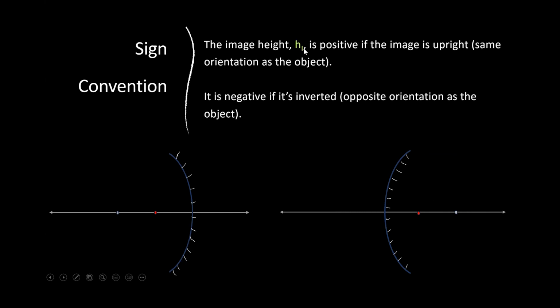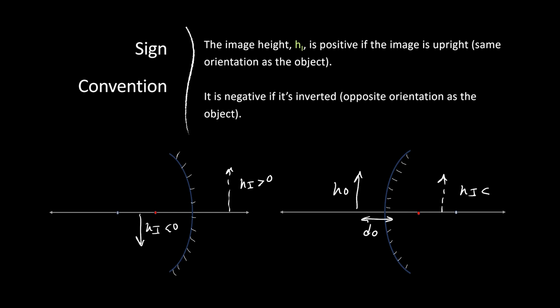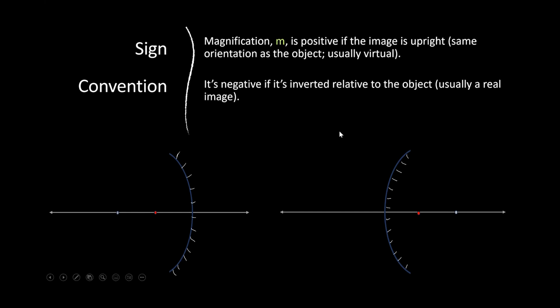And H sub I is positive if the image is upright. So if I have an image like this, HI is negative. But if the image is upright, usually those are virtual images, HI here is positive. Here is negative. And here, if I have an object right here, the image is going to be over here somewhere, so HI is going to be negative. This is the I right here. The magnification, again, is positive if the image is upright, and negative if it's inverted. And that's basically it.